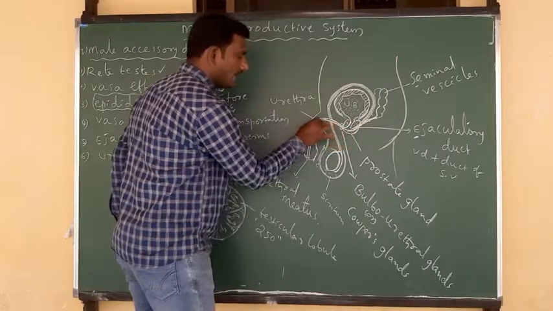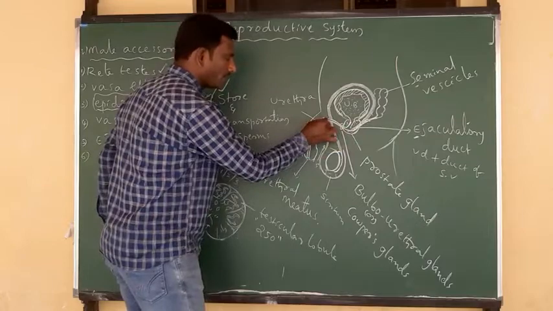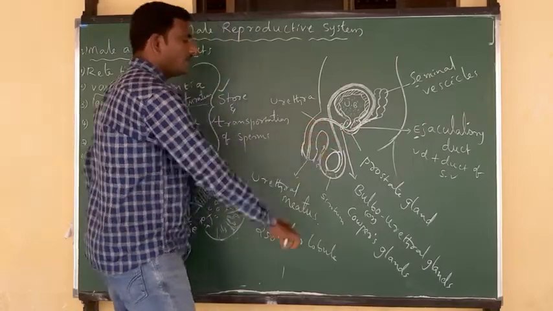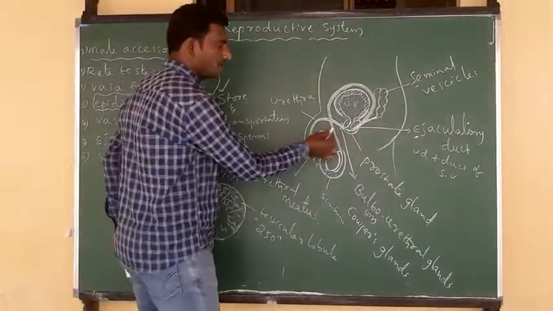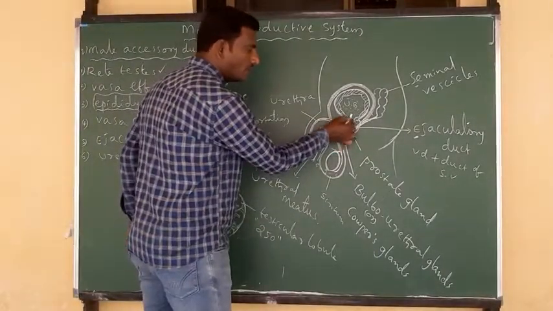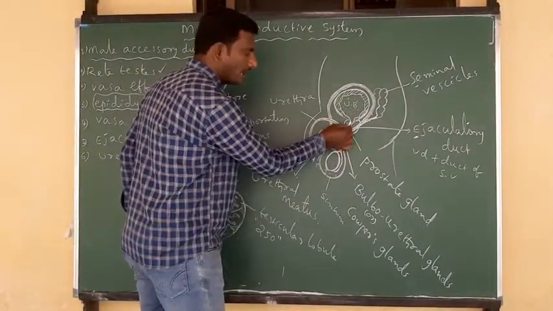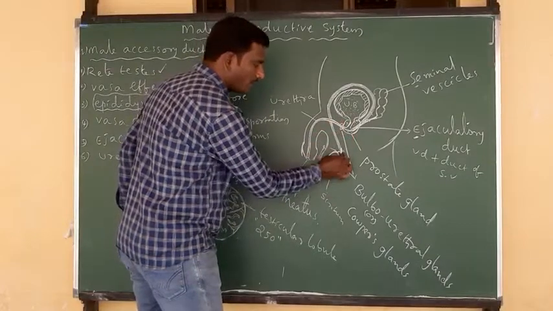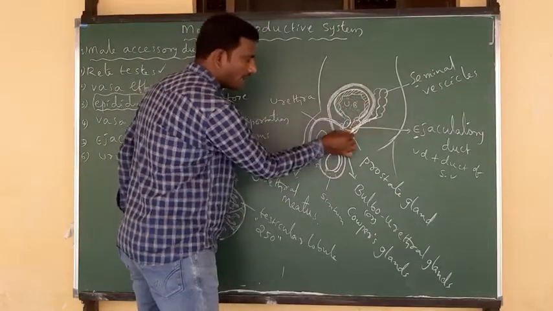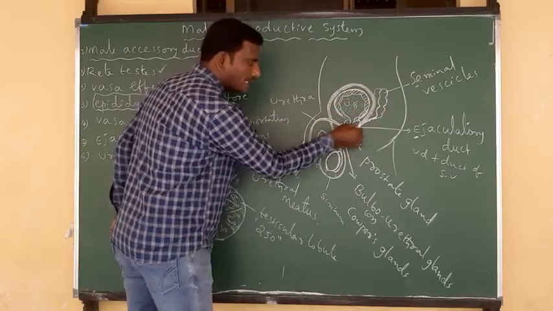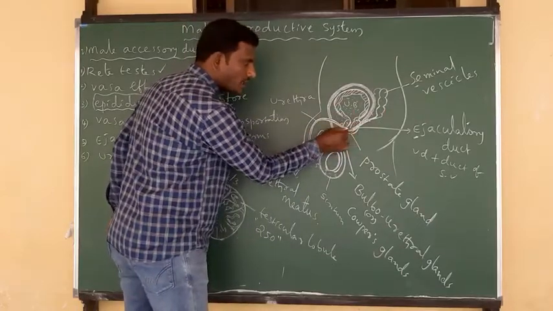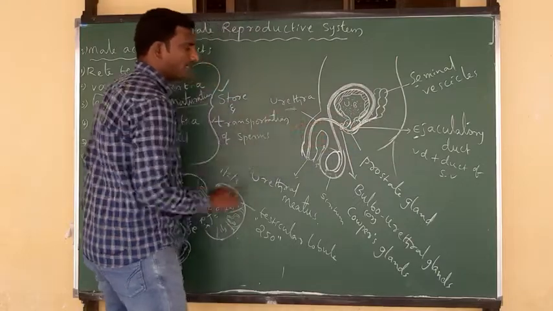This duct is known as the urethra. Here the urethra performs two types of functions. The first function is that it receives urine from the urinary bladder. Along with this, it receives sperm cells from the ejaculatory duct. So urine from the urinary bladder and sperm cells from the ejaculatory duct both open directly into the urethra.